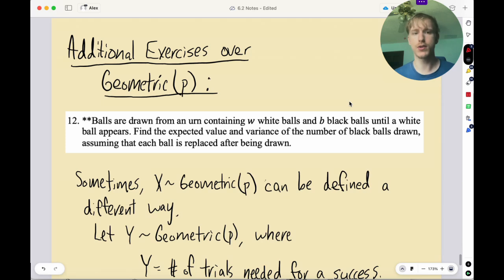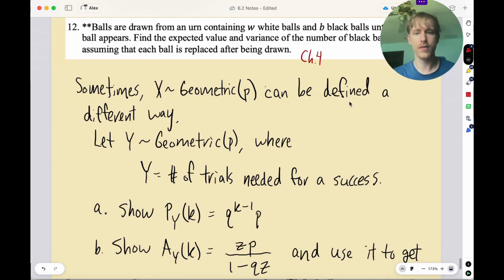Okay, so here are some additional exercises over the geometric distribution, which, by the way, just has parameter p. The first one was an exercise that was actually from chapter 4. It's exercise number 12, so if you want to look at that document, it should be in the chapter 4 review video along with the answers. And this is a geometric distribution, and it's actually the one that we talked about. So you should be able to easily find the mean and the variance.